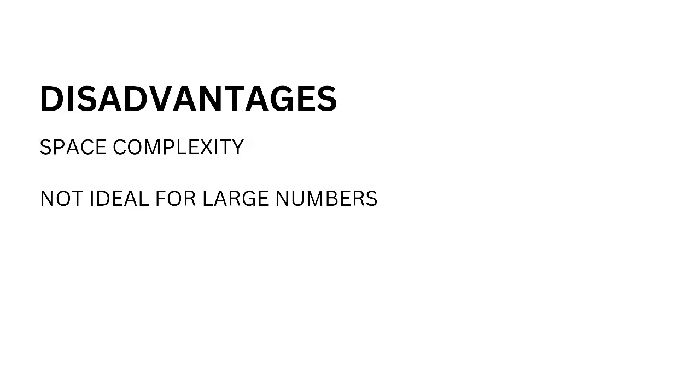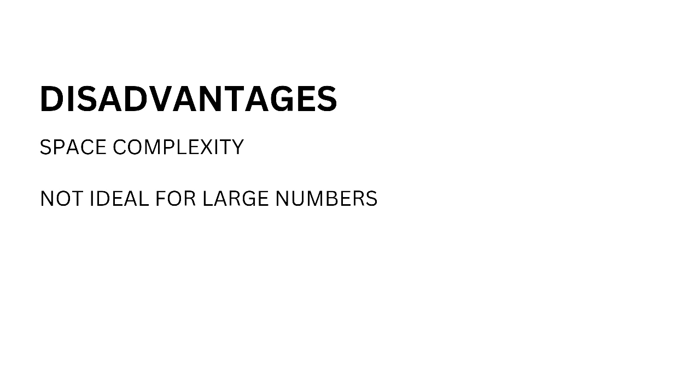Now let's take a look at the disadvantages of our Fibonacci. The disadvantages are pretty simple: space complexity and not ideal for large numbers. Depending on the implementation, dynamic programming might require O(n) space to store intermediate results. Though it can be optimized, it is still not ideal. Then, not ideal for large numbers, since Fibonacci numbers grow exponentially, handling very large values may require special data types or libraries in some cases.